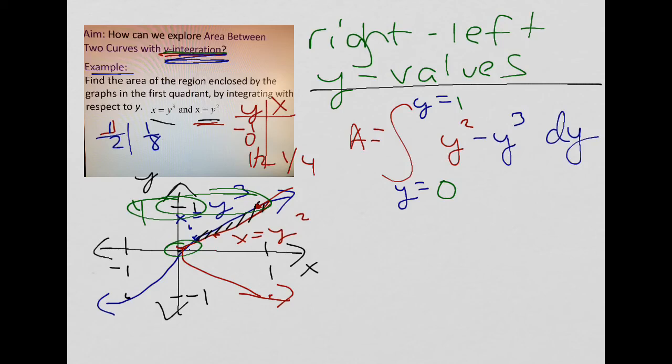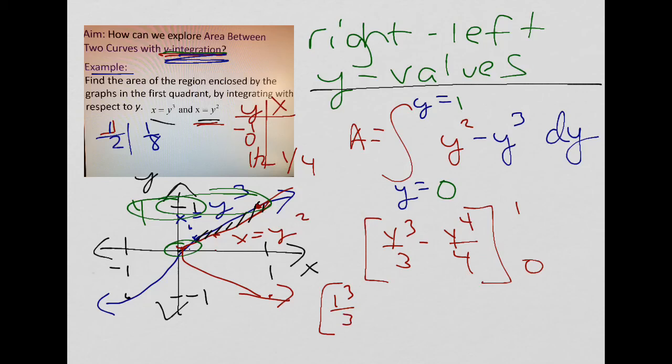So it's similar as far as graphing, writing an integral, but it's opposite because you have to identify right minus left and write everything in terms of y. Now everything is pretty much the same, just integrate with a different variable. So we get y cubed over 3 minus y to the 4th over 4. We're going to plug in 1 and 0, and we do just that to evaluate our problem.